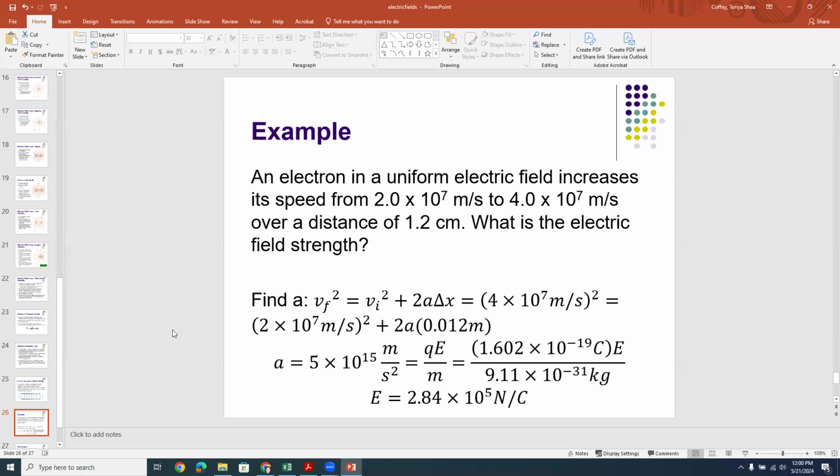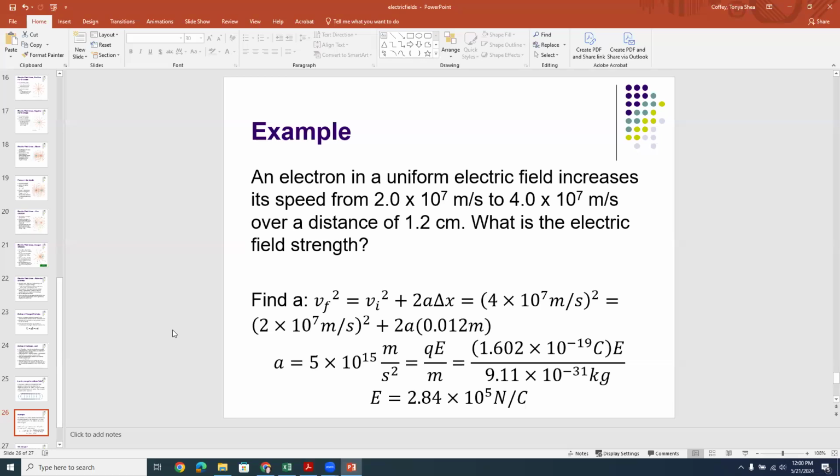Remember that? Okay, so we have our final velocity. In this case, vf is 4 times 10 to the 7th meters per second, right? We have our initial velocity. In this case, vi is 2 times 10 to the 7th meters per second. We have our delta x, that's 1.2 centimeters, okay? And so that means that we can solve for our acceleration.